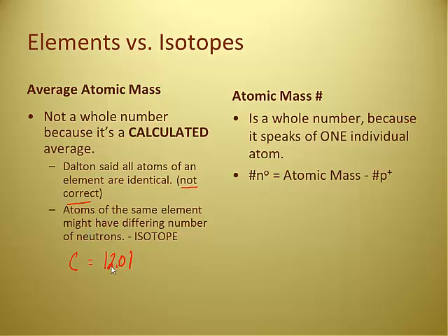That's right. The atoms of the same element might have differing numbers of neutrons. Those are called isotopes. And so when you look at the periodic table, you see carbon has 12.01. What are my chances of finding an atom of carbon that has exactly a mass of 12.01? 0. It's a mathematical computation. Okay, so it's just an average.